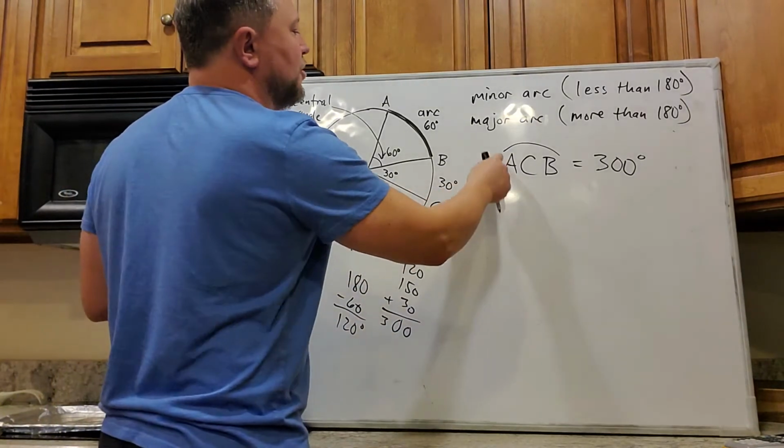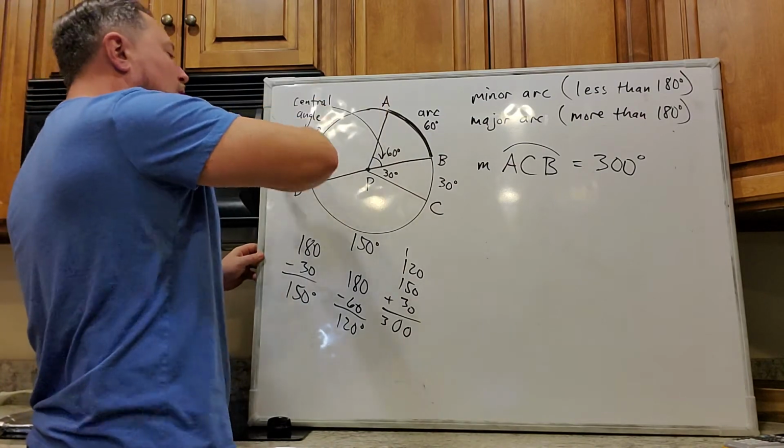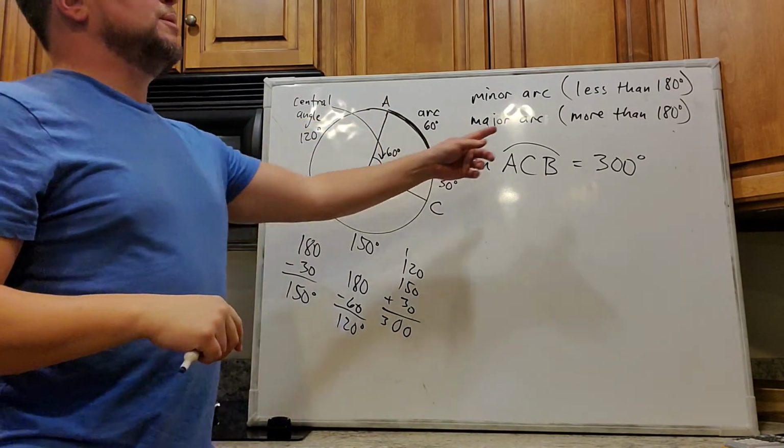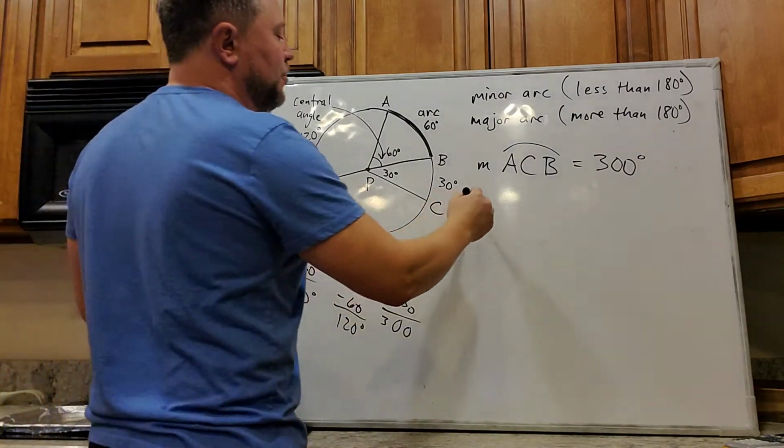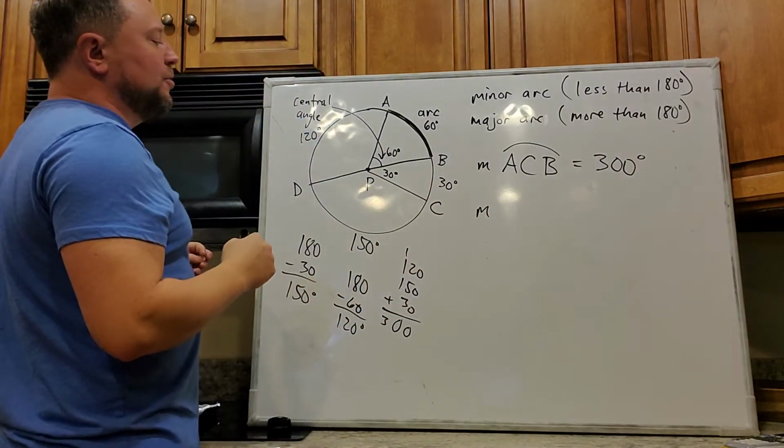Okay, so that's a major arc when you're going the long way around, and it should be more than half the circle. There's more major arcs that we can find up here. Let's try at least a few more of these.